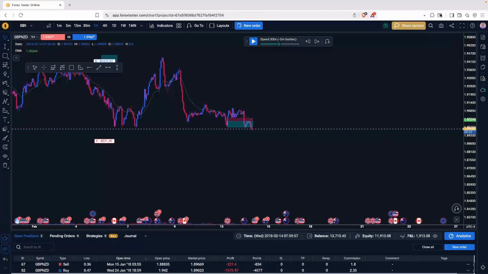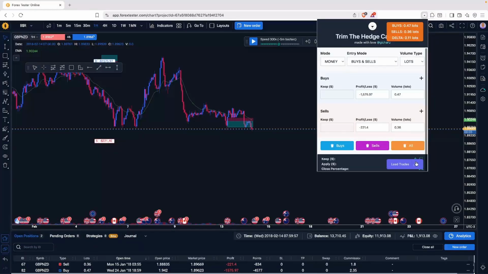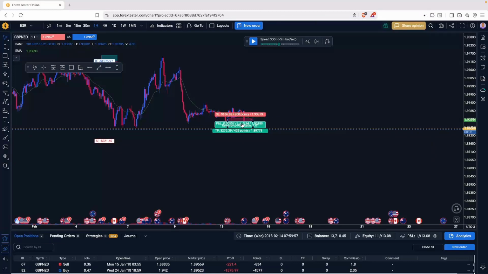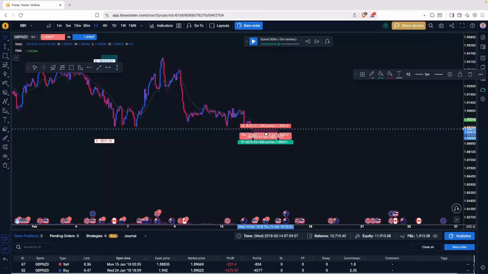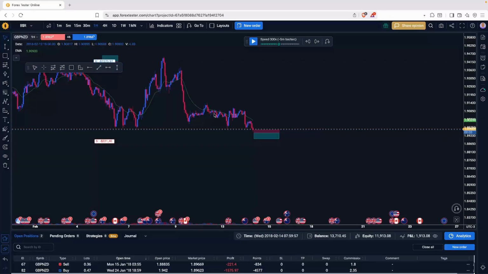So right now, let's see where we are at. We have 0.47 on the buy side and 0.36 on the sell side, and 0.11 difference. So we're supposed to be balancing out the buys with a sell trade of 0.11. So for now, I'll just place the sell trade, but I'll be in the market for another trade if I get a good signal.